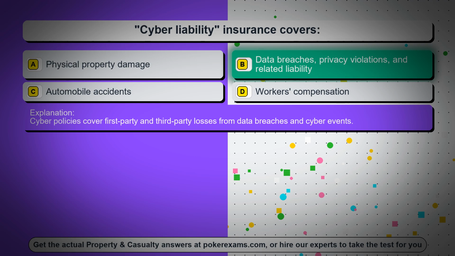Cyber policies cover first-party and third-party losses from data breaches and cyber events.